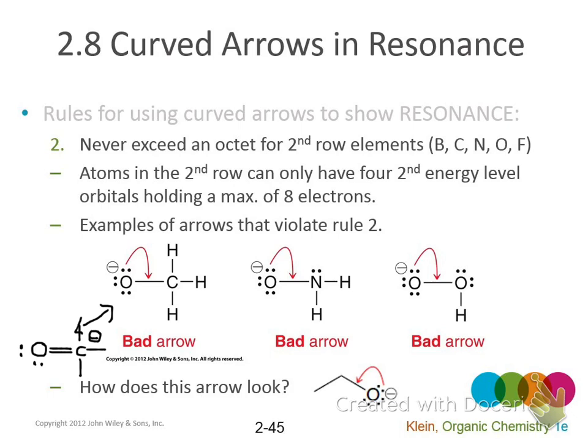It violates the octet rule. So it's pretty simple. First rule is don't break a sigma bond. Second rule is don't violate the octet rule for carbon and his friends in the second period and for hydrogen. Well, it's not really the octet rule for hydrogen, but you know what I mean.